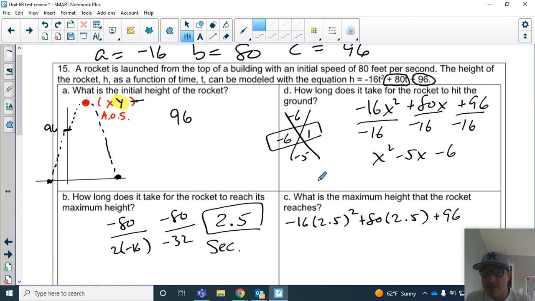The opposites of these are going to be our answers. X equals negative 1. That's going to be right over here. And x is going to be a positive 6, which is supposed to be a 6. X equals 6. We only care about the positive one. It's going to be 6 seconds when it hits the ground.